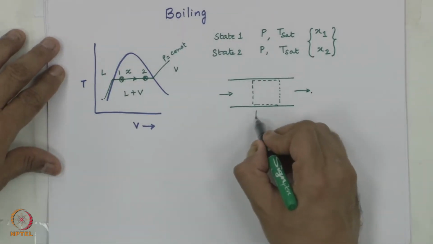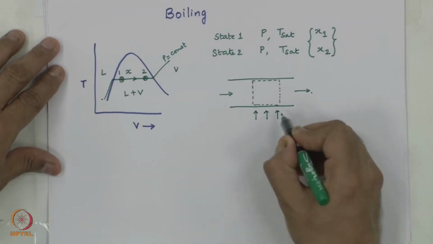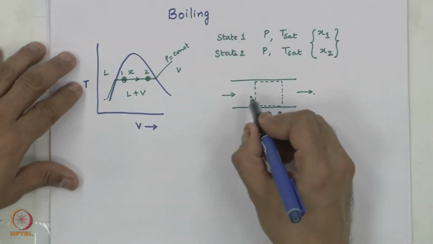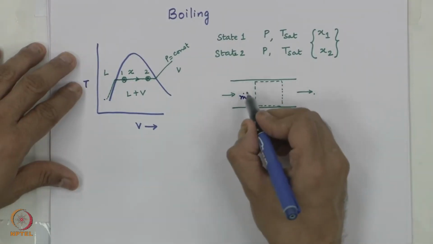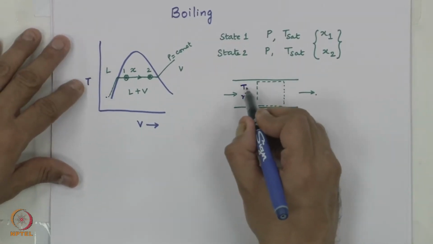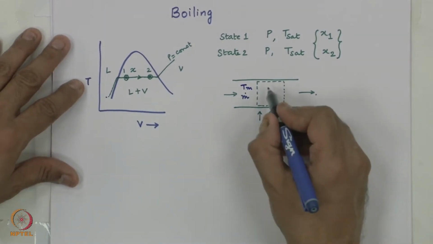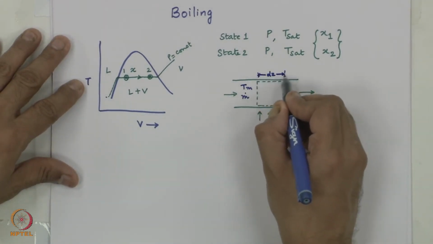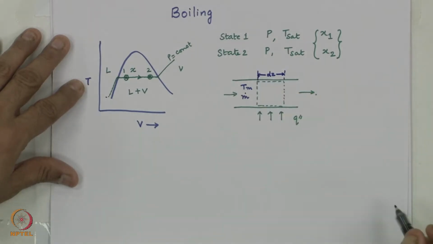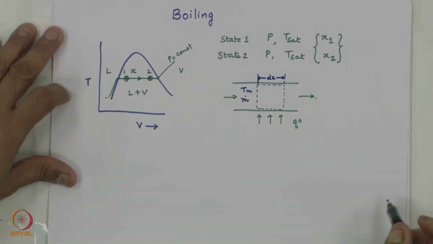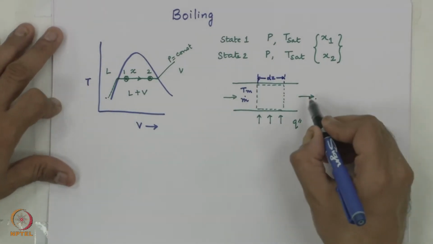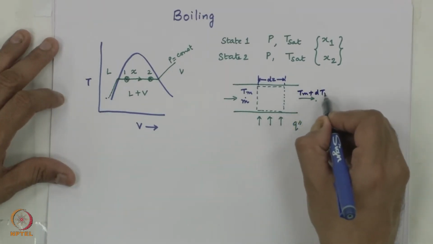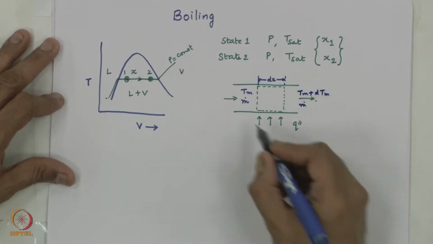So, if I have heat coming in this way, let us say this is a constant wall heat flux situation, and if m dot is the mass flow rate, and if this is coming in at some bulk mean temperature T_m, and my control volume element is of thickness dz. I use z on purpose because x is used for quality, and at the exit of the control volume you have T_m plus dT_m, and m dot again is going out.